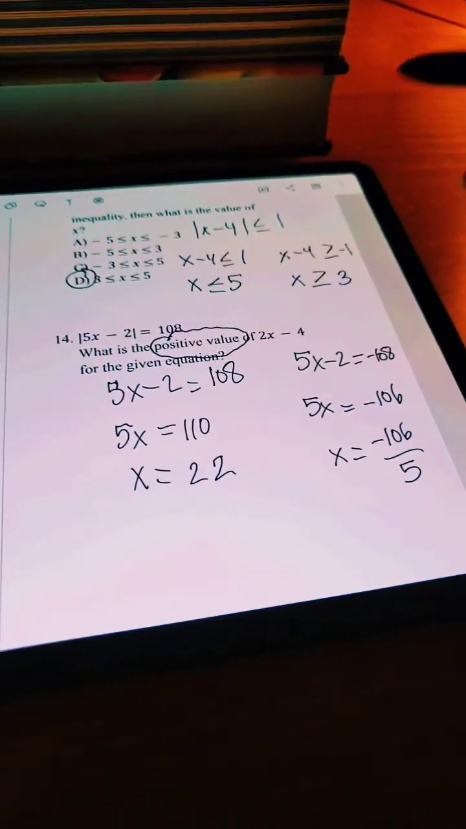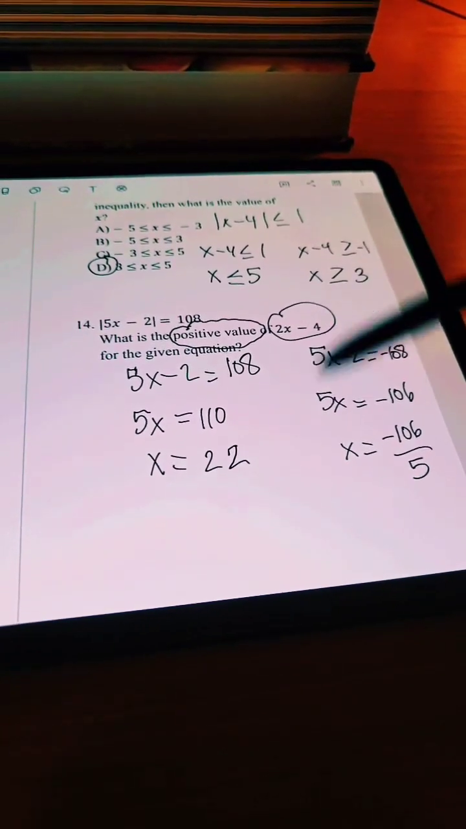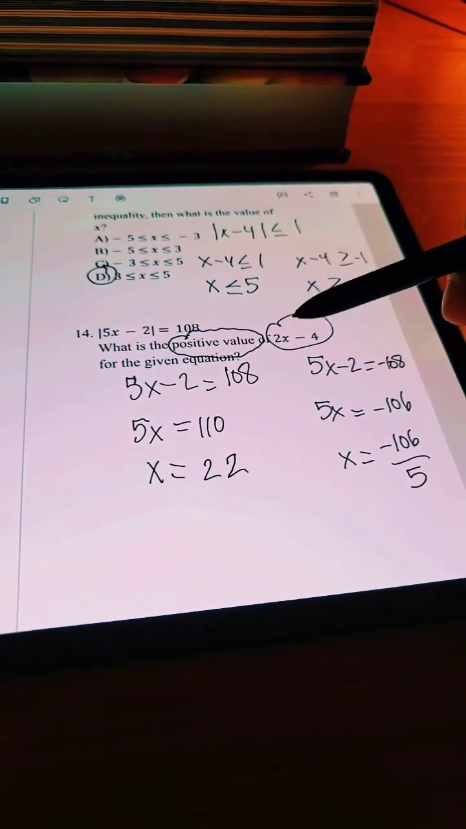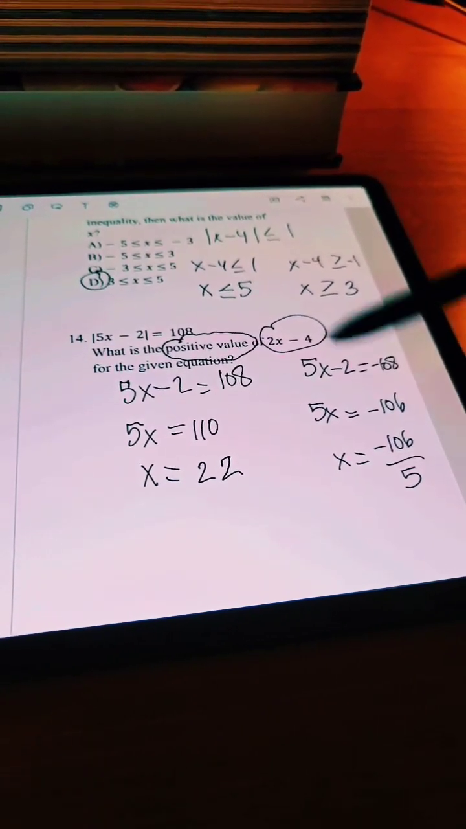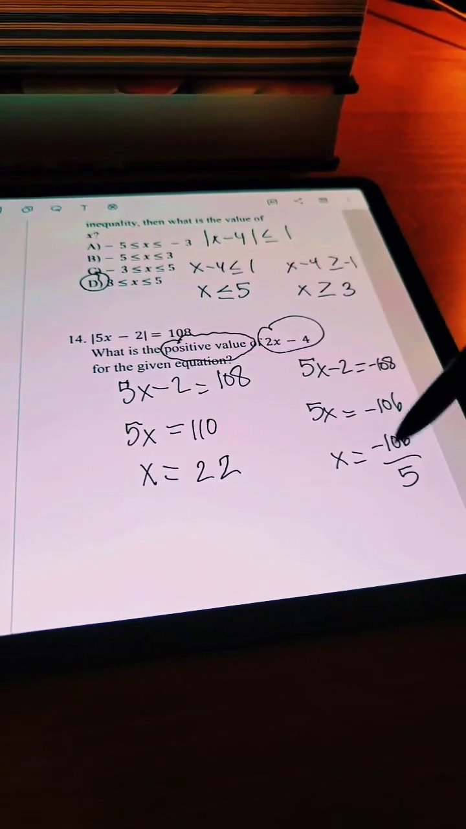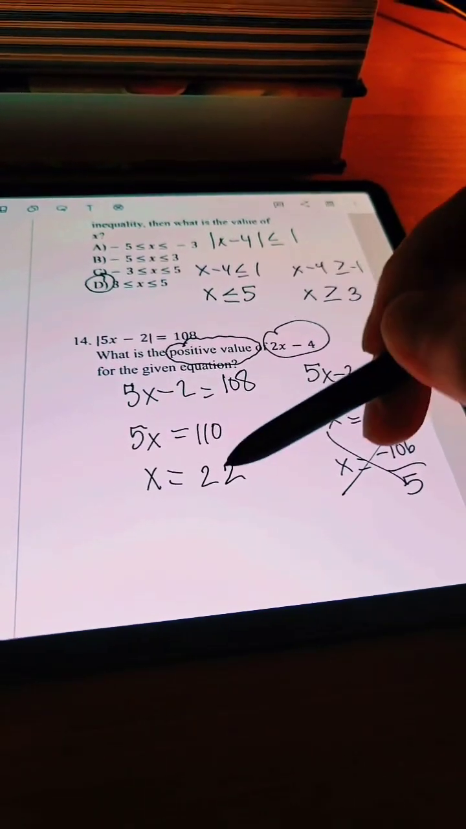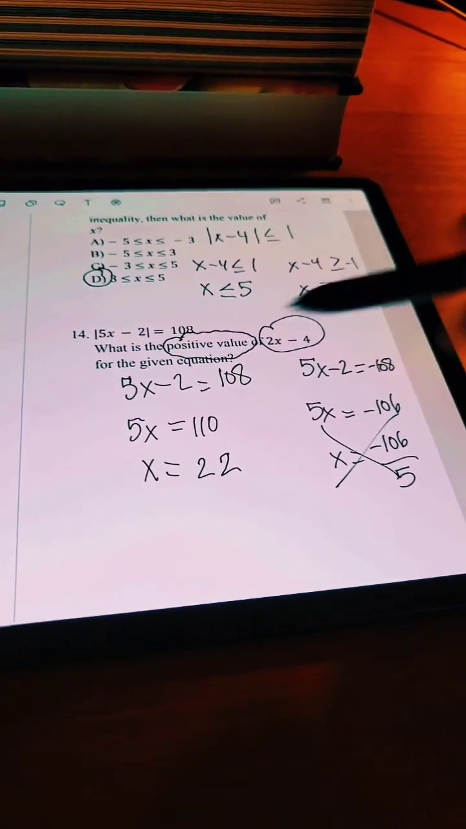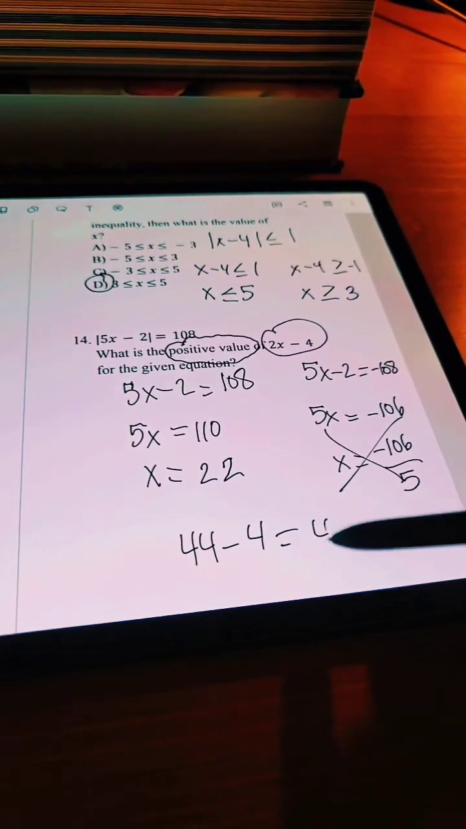I forgot to state that at the beginning of the problem. So we want to find the positive value of this. So whichever of these is going to give me a positive value for that is what I want. Well, I know if I multiply 2 by a negative value and then subtract 4, I'm going to get a negative answer. So that's out of the question. So let's do the 22. 2 times 22 is going to be 44 minus 4, and that's going to be positive 40.